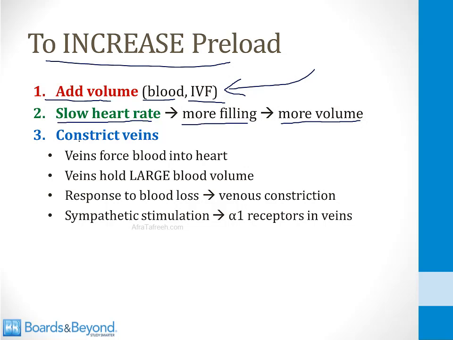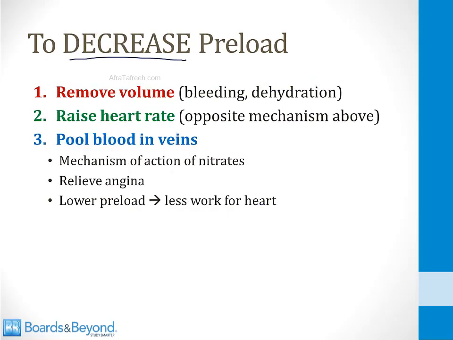And then a final way, which is very important physiologically, is to constrict the veins. The veins are like large storage basins for fluid inside the body. They contain a significant amount of fluid that can be pushed into the left ventricle if needed. So when the sympathetic nervous system is stimulated, alpha-1 receptors in the veins will react and constrict, and they will push lots of blood into the left ventricle. This is very important for the response to blood loss. Venous constriction increases the amount of volume available to the heart and helps to maintain the cardiac output in the setting of blood loss.